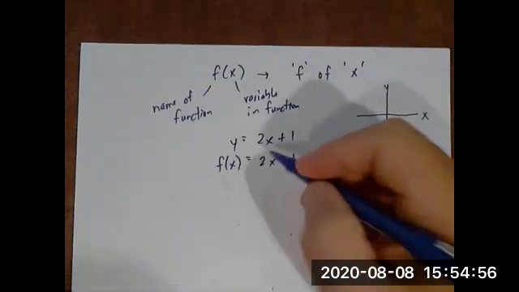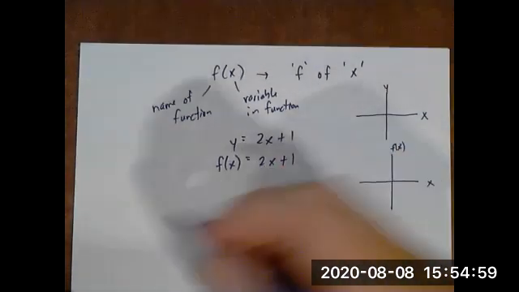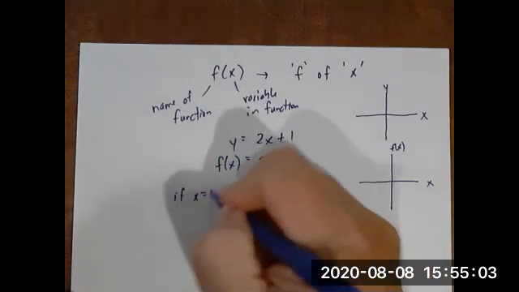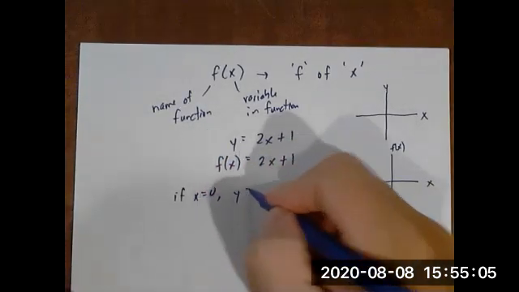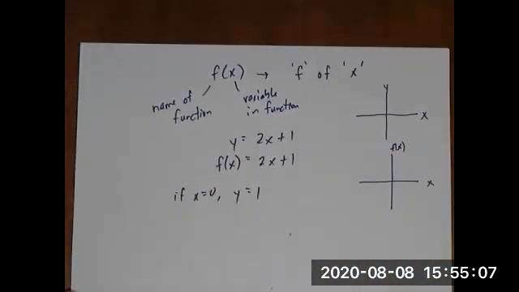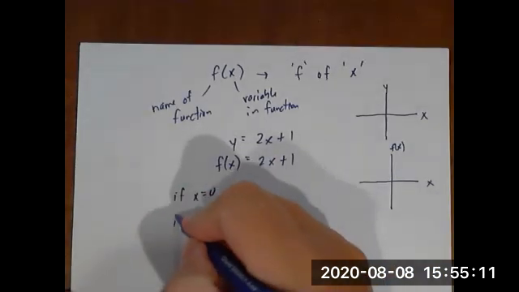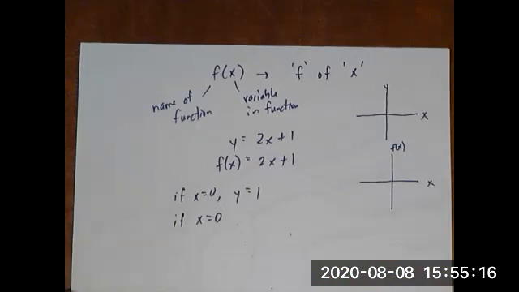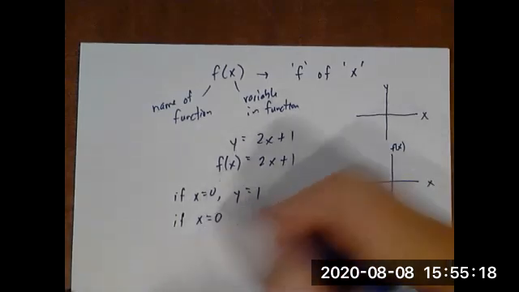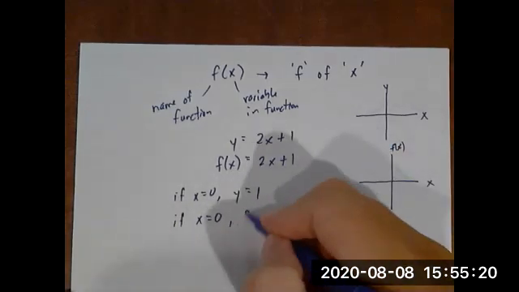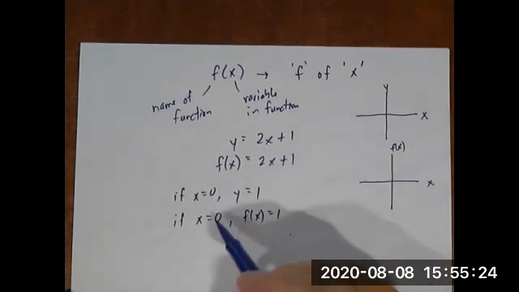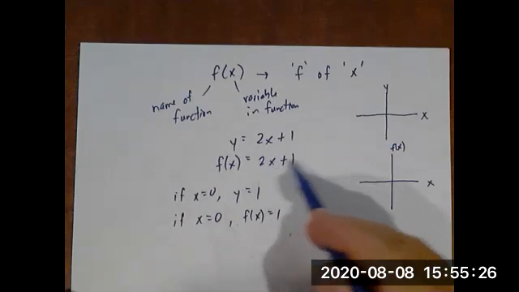So for instance, just to compare how this works, earlier we gave an example of, let's say, if x equals 0, then y equals 1, looking at the equation. Well, in the same way, if I want to look at the function and I decide for the function I want x equals 0, then f of x would equal 1, right? If I plug in 0 in here for x.